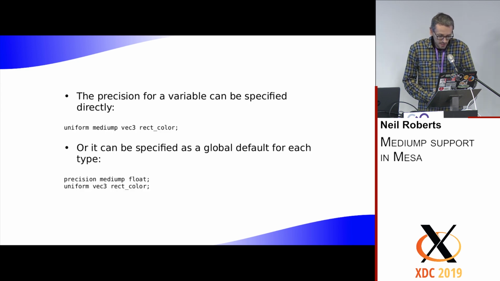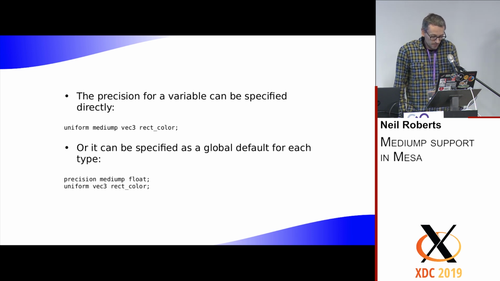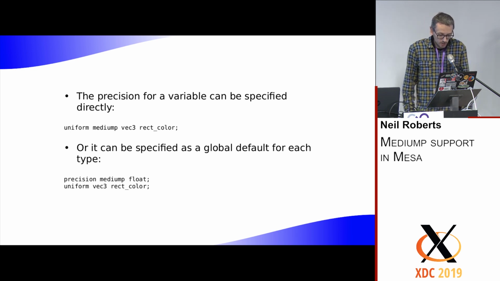So there are 2 ways to specify the precision for a variable. You can just directly add it as a qualifier when you declare the variable. Or the other way is you can declare a global default for each type. So for example, you can say here, all the float types should default to mediump. So if you do that, that includes vector types and matrix types based on floats.